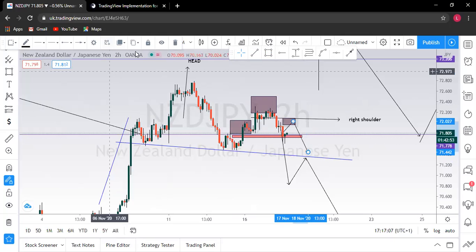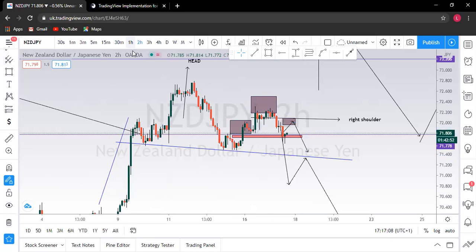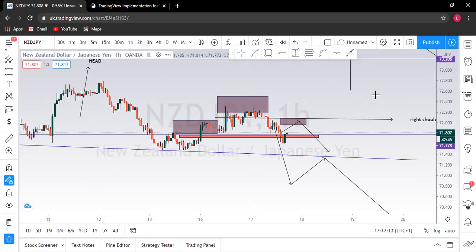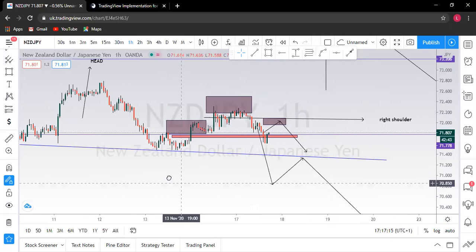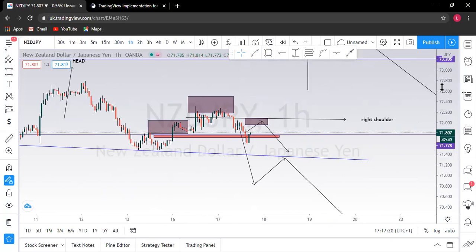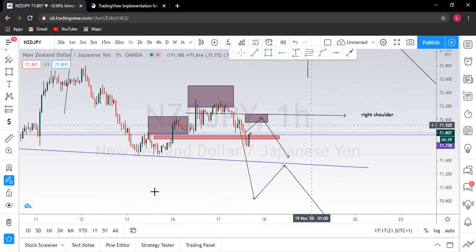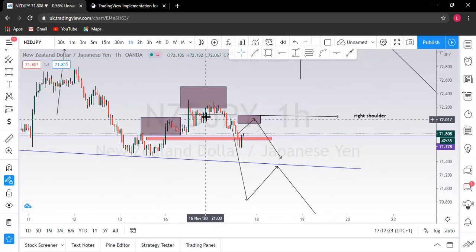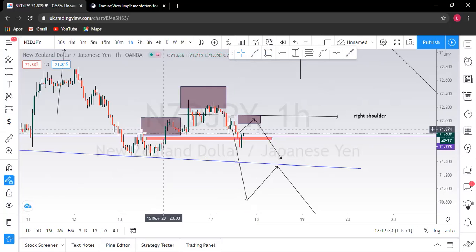So let's go on 1 hour time frame and see what is actually happening. Remember, we are doing multi-time frame analysis. It seems the structure looks so clear on 1 hour. Can you see? This is the right shoulder. And sorry, this is the left shoulder here. This is the left shoulder.